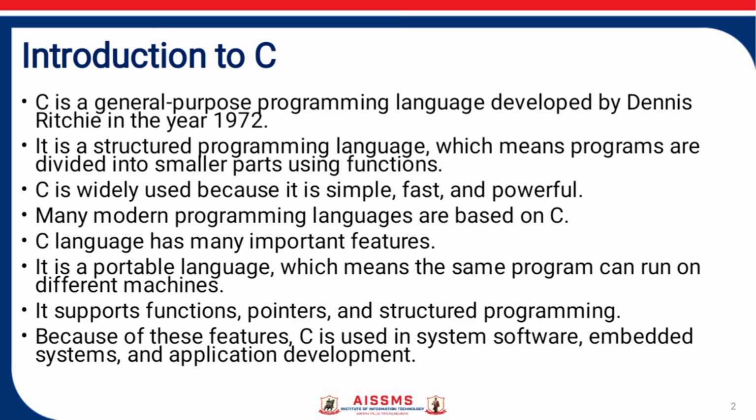So the C language has many important features. It is a portable language, which means the same program can run on different machines. It supports functions, pointers and structured programming. Because of these features, C is used in system software, embedded systems and application development.